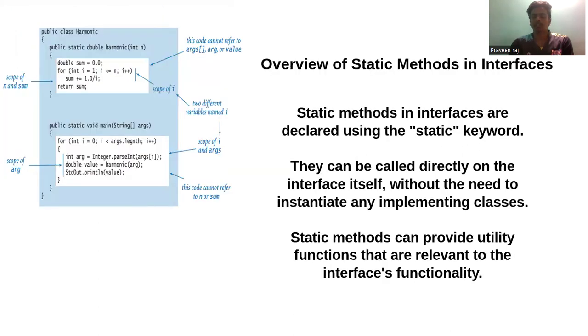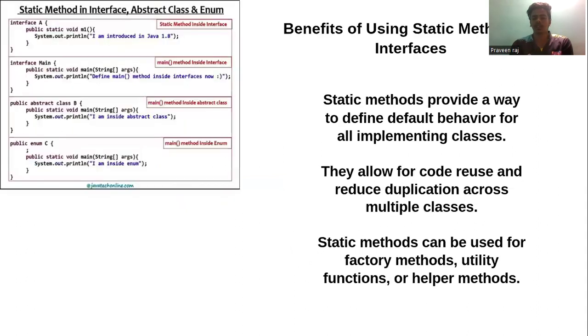Overview of static methods in interfaces. Static methods in interfaces are declared using the static keyword. They can be called directly on the interface itself without the need to be instantiated by implementing classes. Static methods can provide utility functions that are relevant to the interface's functionality.